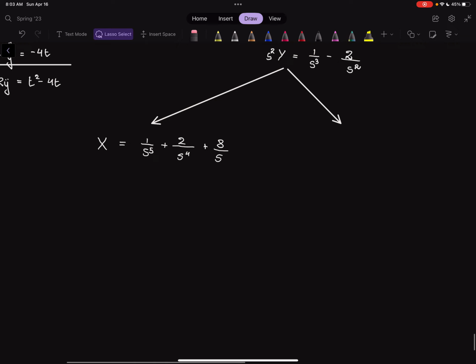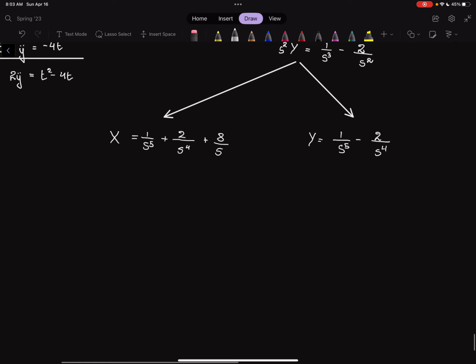So now that we have this, I can go on the other equation, and I can divide by s squared. And I get 1 over s to the fifth minus 2 over s to the fourth. And now I can apply the Laplace inverse. So if I apply the Laplace inverse, what do I get?